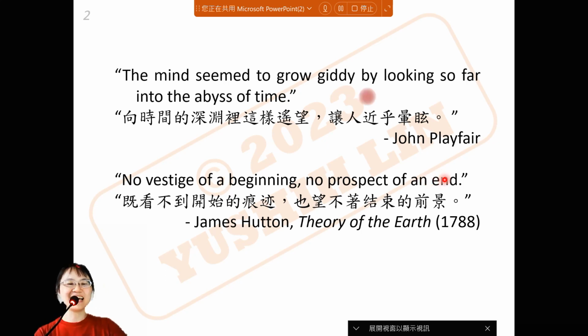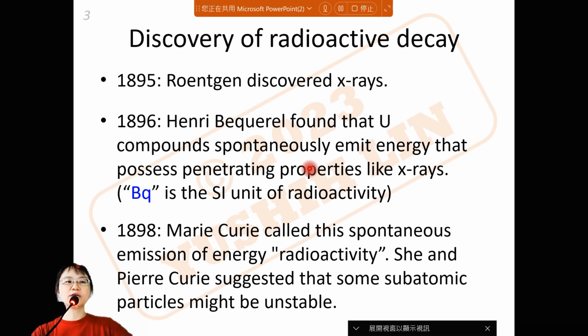Big Bang. We try to pinpoint the events that happened in the past, so we know what went on and what is going to happen in the future. That's the work of dating. Before dating, we need to talk about the discovery of radioactive decay. That was in late 19th century when Röntgen discovered X-rays.